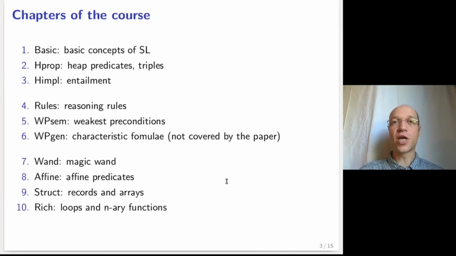My course is organized in 10 chapters. The first 3 chapters focus on basic features of separation logic, such as heap predicates, triples, entailment. The next 3 chapters focus on the presentation of reasoning rules, either in the form of triples, in the form of weakest preconditions, or in the form of characteristic formulae, which are a form of weakest precondition generator. The remaining chapters focus on more advanced features, such as the magic wand, the treatment of affine predicates, and language extensions, such as records, arrays, loops, or n-ary functions. Let me take a few minutes to explain how the course is set up at a very high level.